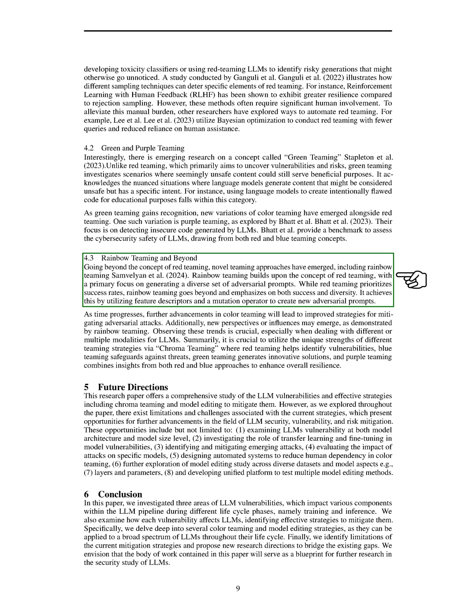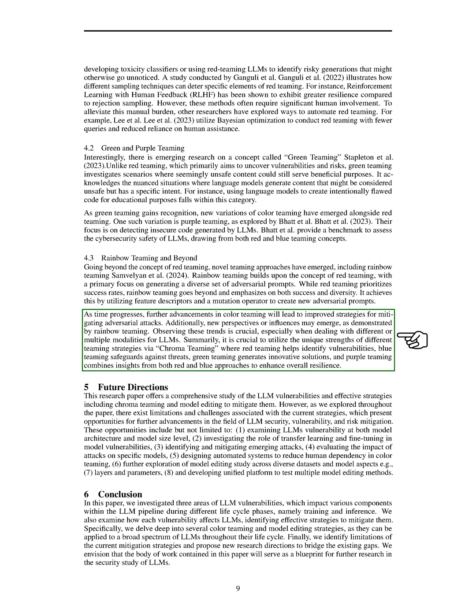Section: Rainbow Teaming and Beyond. In this section, we discuss the concept of rainbow teaming, which goes beyond traditional red teaming. Rainbow teaming builds on red teaming by focusing on creating a wide variety of adversarial prompts. While red teaming mainly looks at how often we succeed, rainbow teaming emphasizes both success and the diversity of the prompts we generate. We achieve this by using feature descriptors and a mutation operator to develop new adversarial prompts.